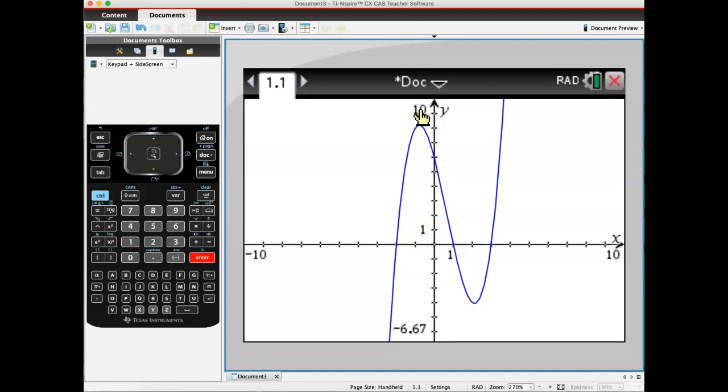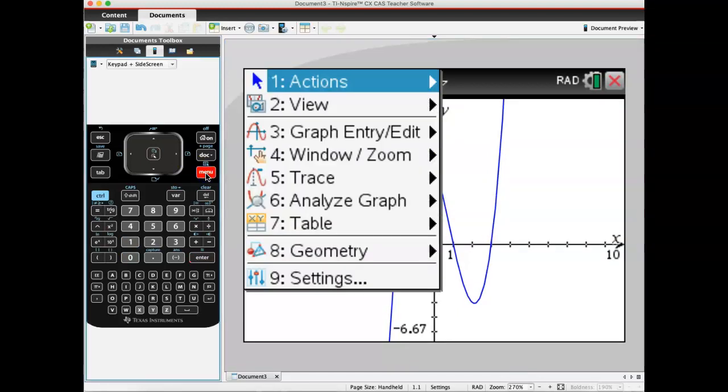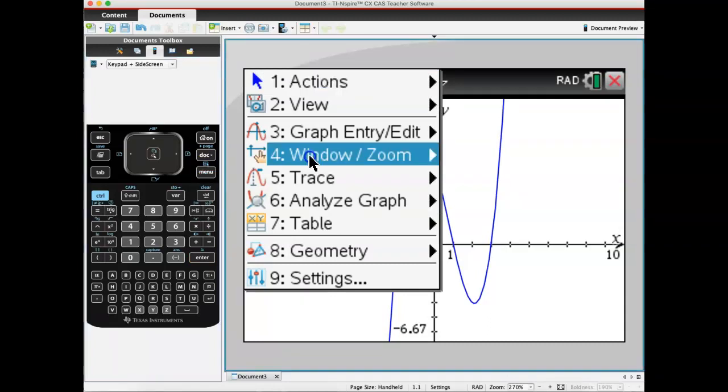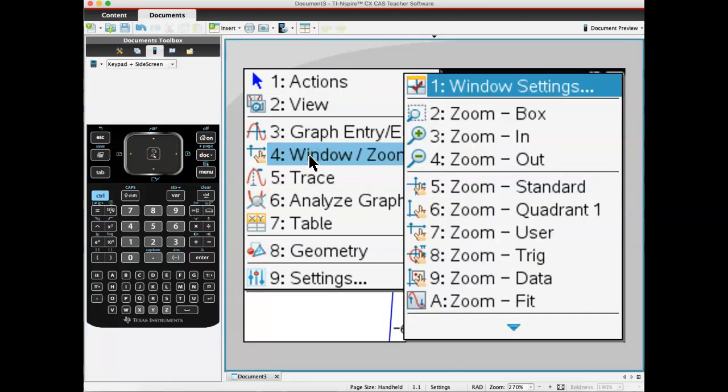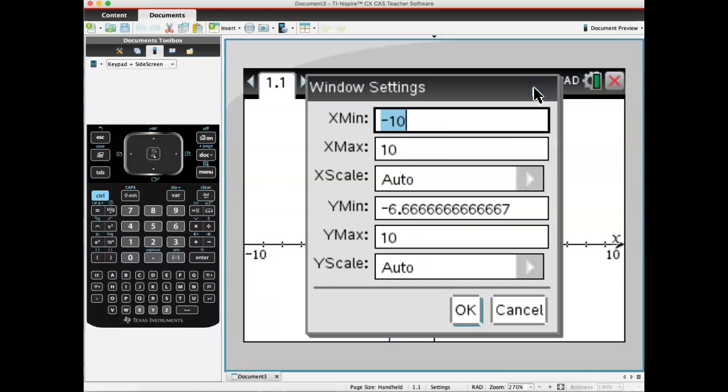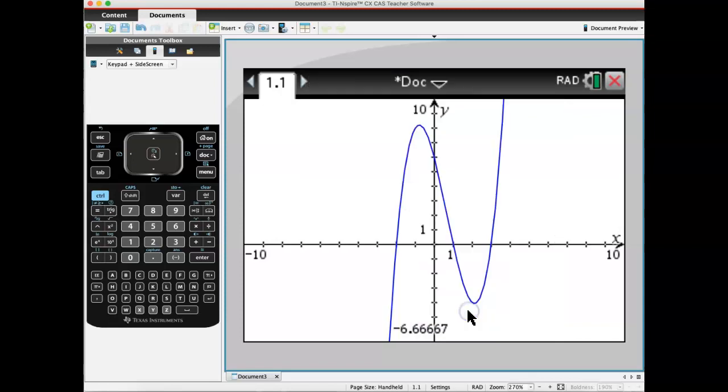By that I mean you can say menu. We want to do number 4, window zoom, and number 1, window settings, and then you can change your X min, X max, any of those. You can also change your scale, all of that. I usually go into there, but this time I only needed to change 1.